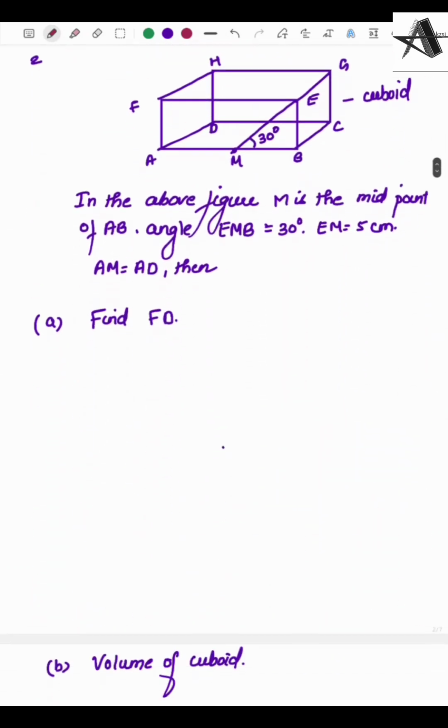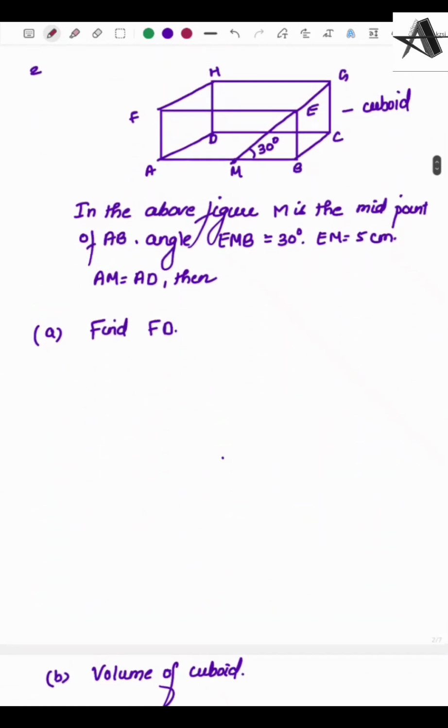Moving on to the next question. In the above figure, M is the midpoint. If M is the midpoint, suddenly I get to know that this part and this part are both equal, because a midpoint divides a side into two equal halves. Angle EMB is 30 degrees. So this is mentioned here. EM is 5 centimeters. EM, that means this diagonal part, is 5 centimeters.